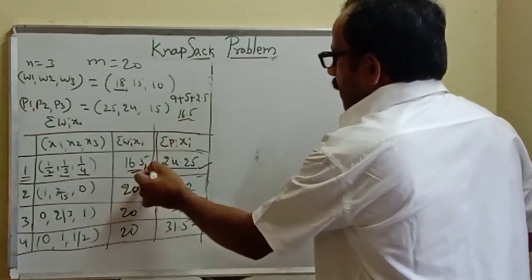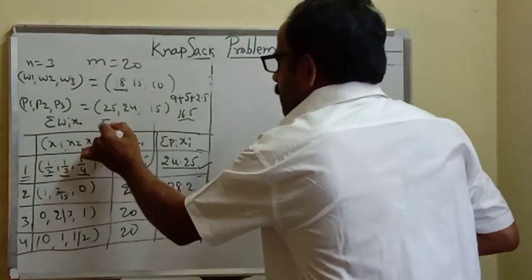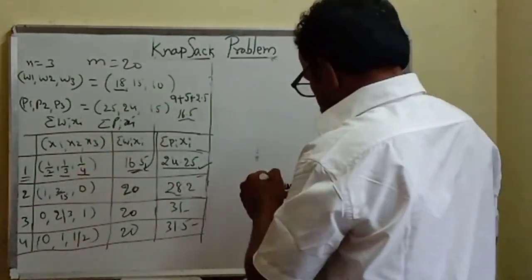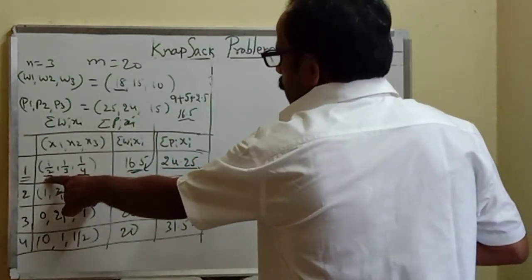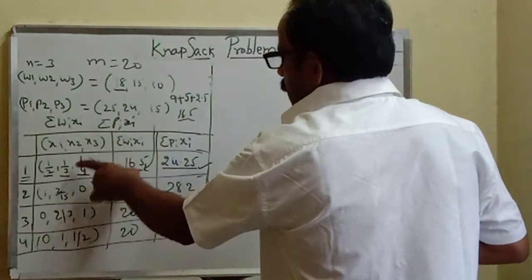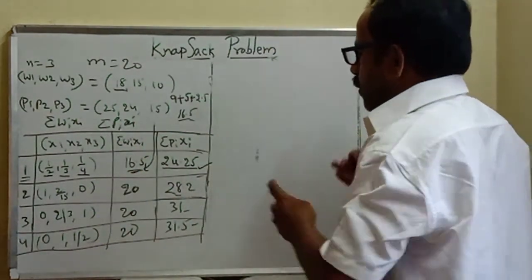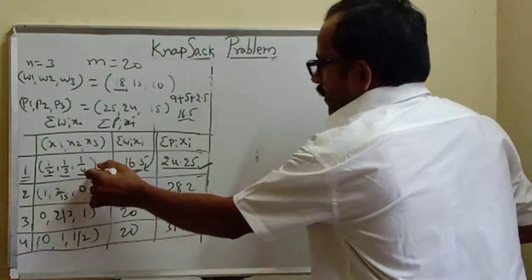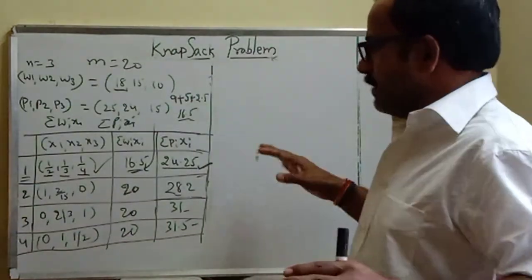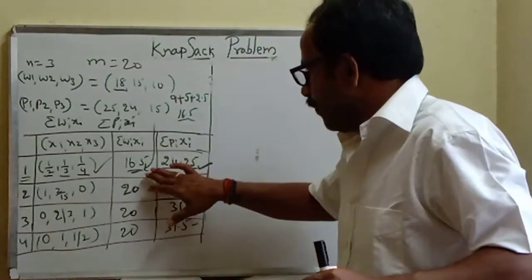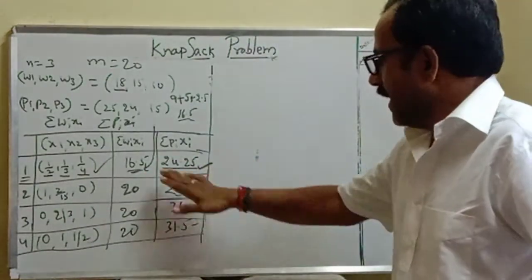Only 16.5 units are included into the knapsack. Then how much profit do we get? Same, summation of PiXi. P1 is 25, X1 is 1/2: 25 into 1/2 plus 24 into 1/3 plus 15 into 1/4. Only that much profit we get. The total profit we obtain by this solution is 24.25. So my intention is to show that if you don't fill the knapsack completely, we get less profit. That's why I took that example.